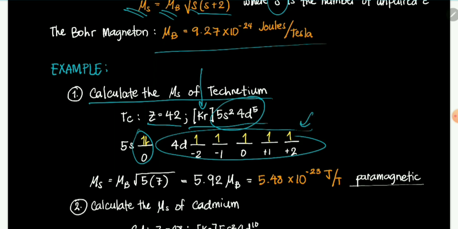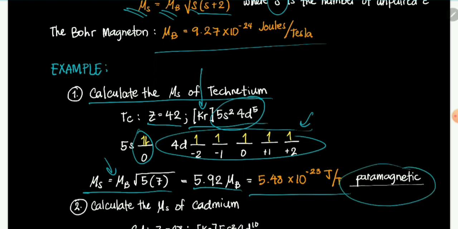Marami siyang unpaired electrons. So, to calculate the mu s, we use the number of unpaired electrons. So, that's mu s is equal to the Bohr magneton times square root of 5 times 7. So, that's equal to 5.92 times the Bohr magneton, which is equal to 5.48 times 10 to the negative 23 joules per Tesla. So, since may value siya ng mu sub s, ibig sabihin siya ay paramagnetic. Kaya siya may value ng mu sub s kasi meron siyang unpaired electrons.